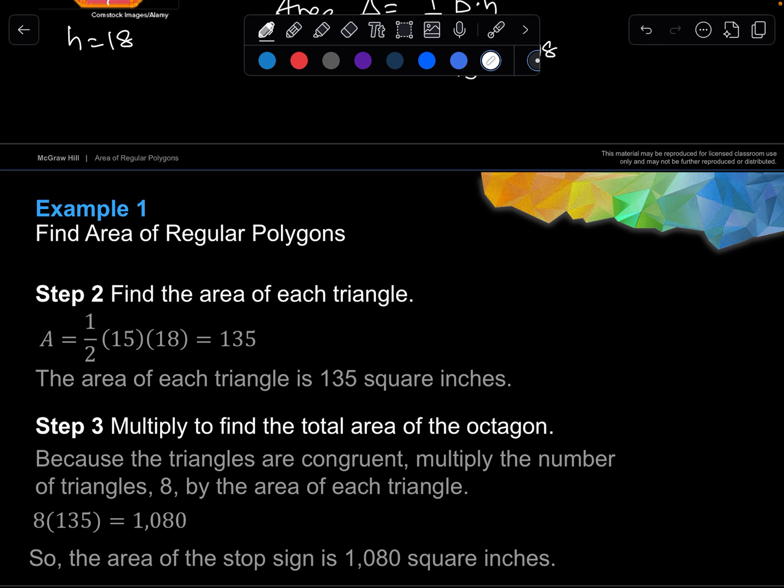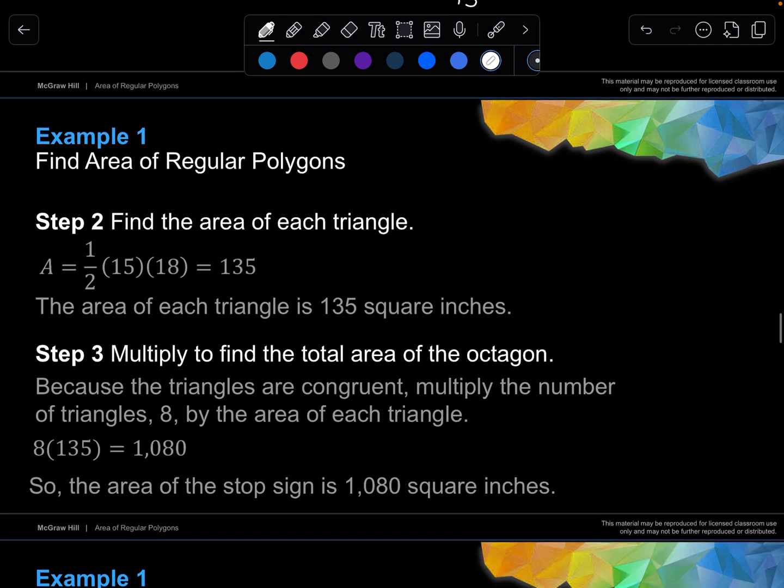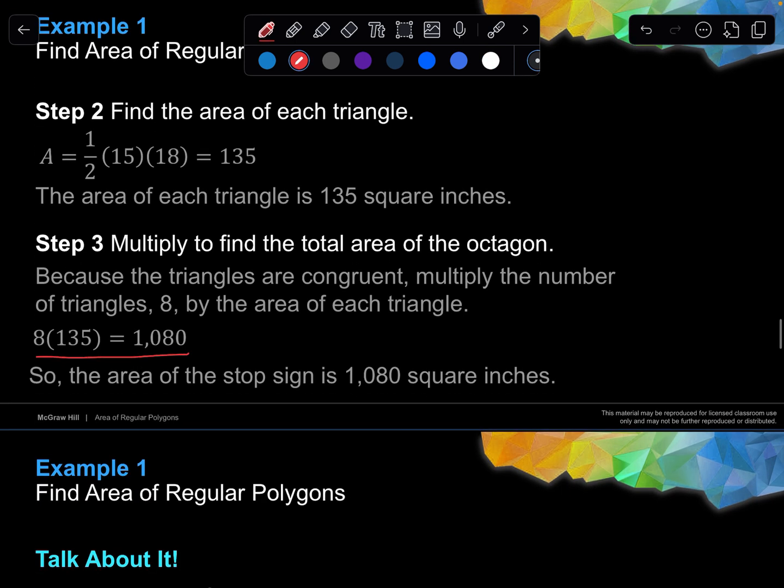And we have 8 such triangles. So our total area is 8 times 135, which gives us 1080 square inches.